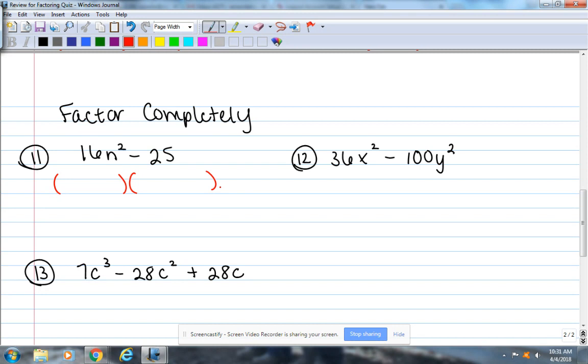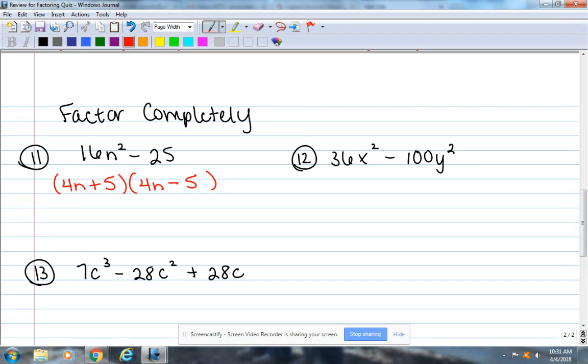And what multiplies times itself to get 16n squared? 4n. Put them in the front. What multiplies times itself to get 25? Put it in the back. And what goes in the middle of a difference of squares? One's a plus, one's a minus. And none of those can be factored anymore, so that's our final answer for that one. So any questions on that difference of squares?